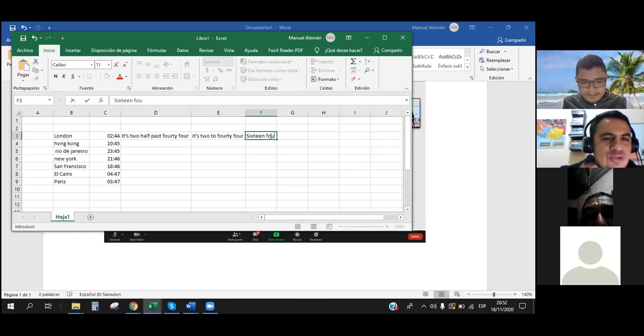16 to 3. 16-4. 16-2. No, no es 4, sino que para. Pero en este sería 2. No, pero... T-O. Two. Two? Three. Sixteen to three. Very good. ¿Qué tenían ustedes? Is two half?